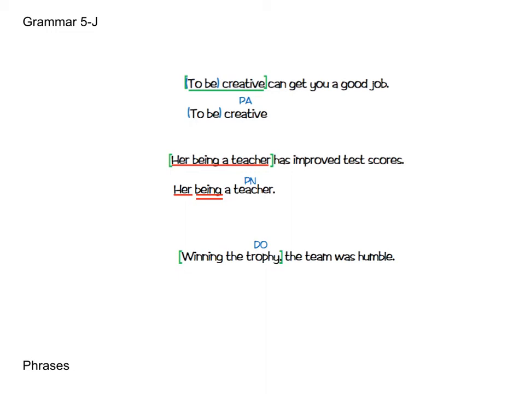And then lastly, we have a present participial phrase, winning the trophy, the team was humble. Winning the trophy, our phrase, is modifying the team. And then within the phrase itself has a direct object, trophy. Trophy is receiving the action of being won. So once again, as I've said in every other video, whenever you're working with phrases, take your time, make sure you're analyzing what the phrase is, what it is doing in that sentence, and what is inside that phrase.